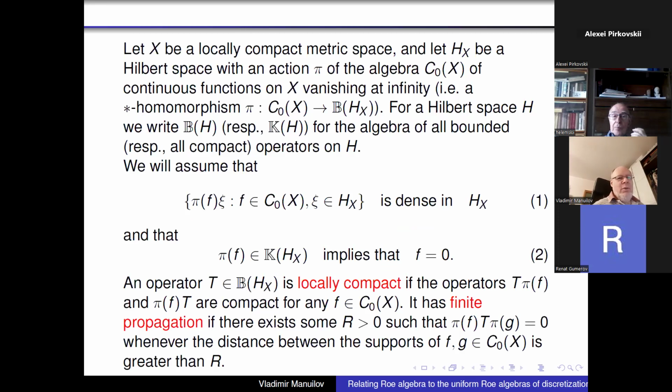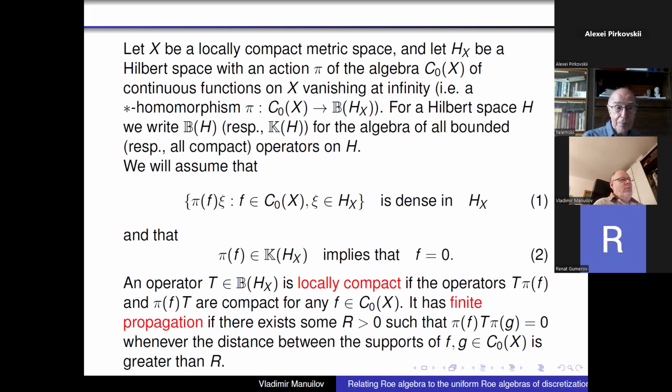Okay, so let me begin with some basic definitions. So we start with a locally compact metric space and a Hilbert space, which are related by an action pi of the algebra of functions, continuous functions on X, which vanish at infinity. And we shall write standardly B of H and K of H for the bounded or compact operators on the Hilbert space H.